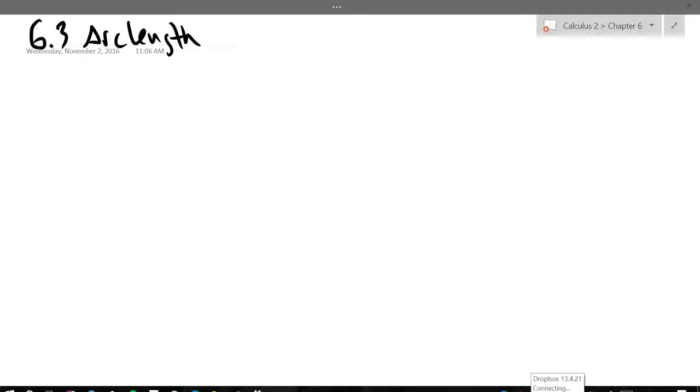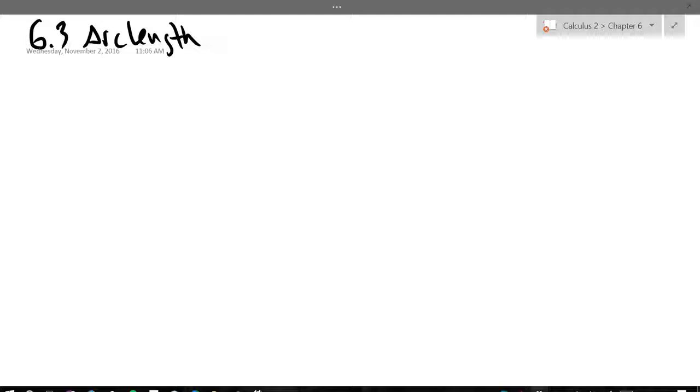So this is completely unrelated to volume and all the surface rotations, or the region rotations. It will be tangentially related because what we're going to do after arc length is surface area, where you're basically going to take an arc length and rotate it into a surface. And then we're going to go find surface area. It's going to be just like arc length.